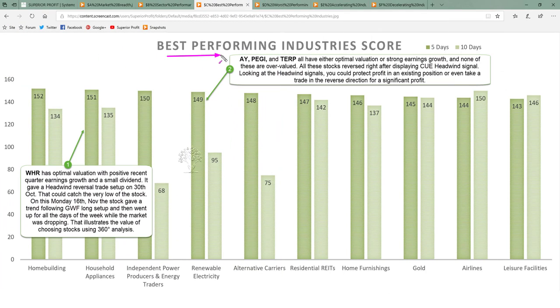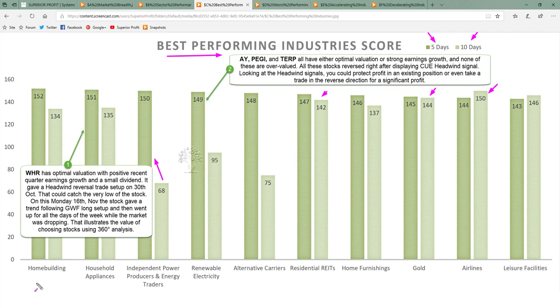Best performing industries. We are looking at their 5 days and 10 days scores. Some of these industries are strong from 1 week earlier. Some of them gain strength this week. Because these are the best performing industries, you will look for buying opportunities in them.